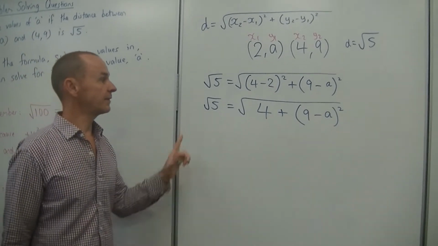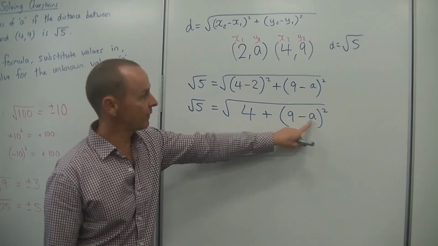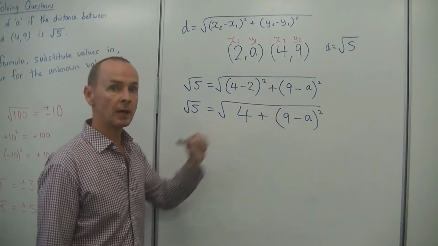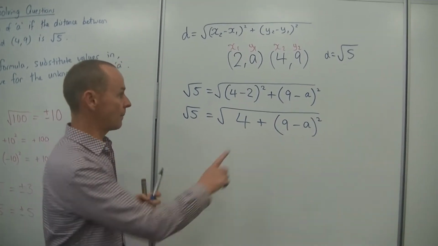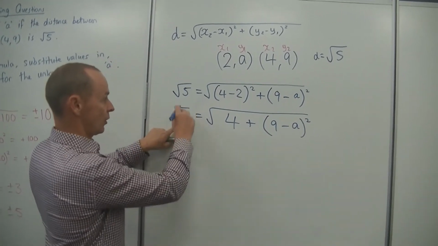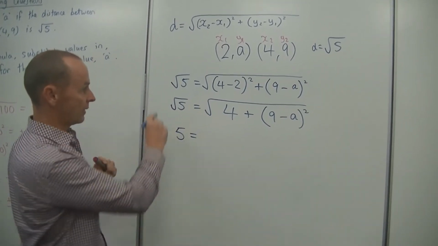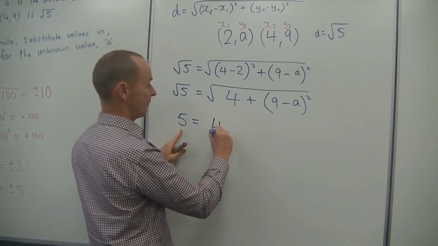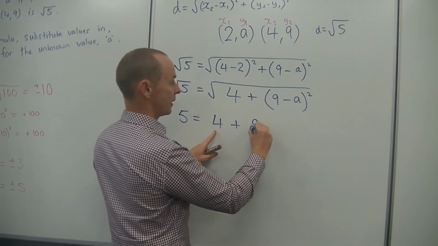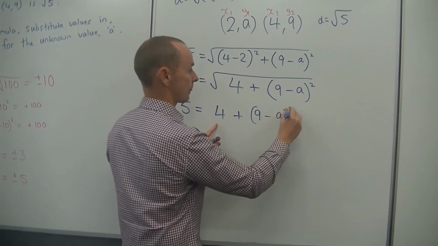Alrighty, the next step is we need to find the value of A. We need to get rid of this square root sign. So what we need to do is square it. So we square both sides. So this square root disappears. So we've got 5 equals, because we're squaring both sides, so the square root disappeared. 5 equals 4 plus 9 minus A squared.